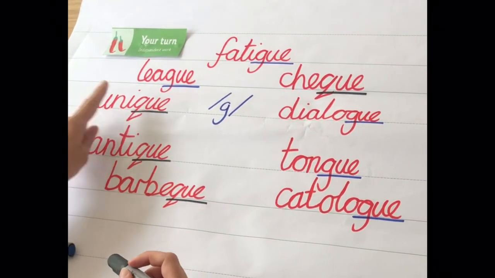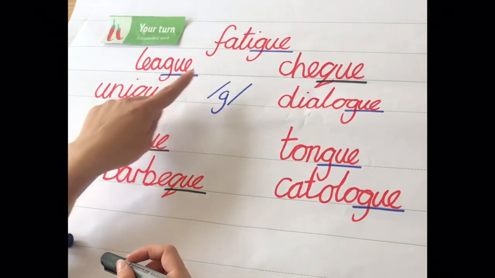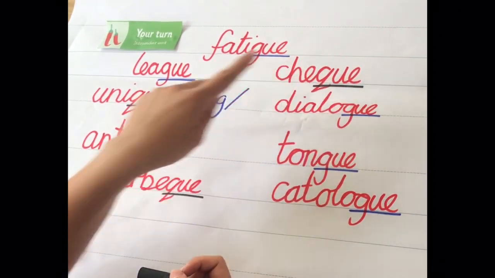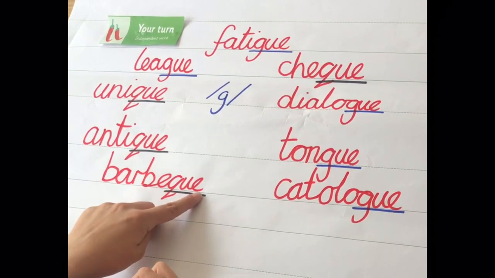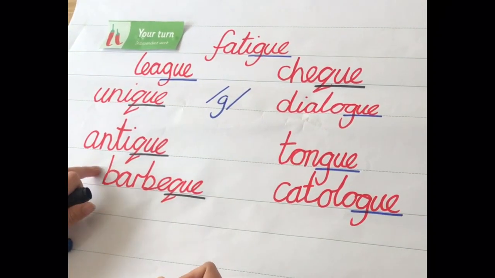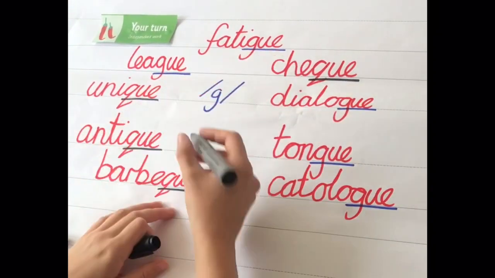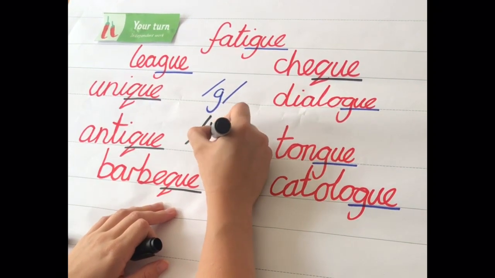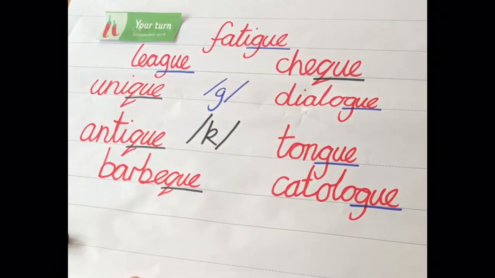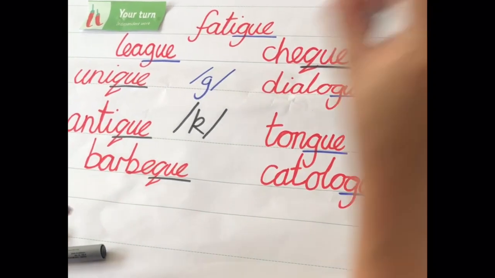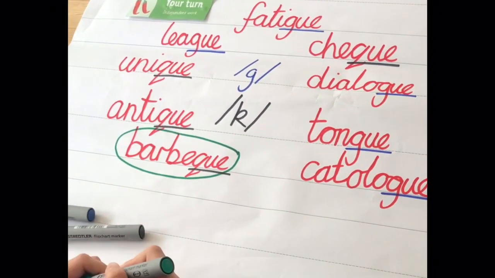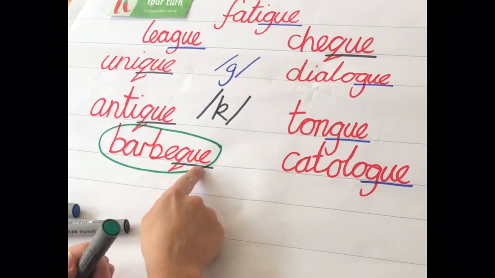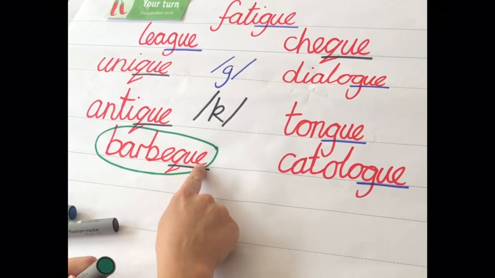Let's read the other ones. Unique, check, antique and barbecue. Oh, now this one's a little bit different, but the other three made a K sound. However, this one here, barbecue, does have the letters Q-U-E, but it actually makes the Q sound, barbecue.